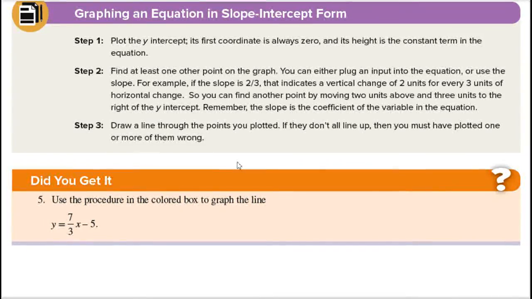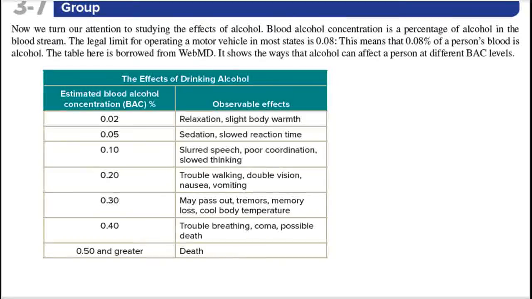Use the procedure in the colored box to graph the line. So draw a graph of that line. See if it looks like the one in the back. If you have trouble with that, let me know. We can discuss it. Go on to the group work.